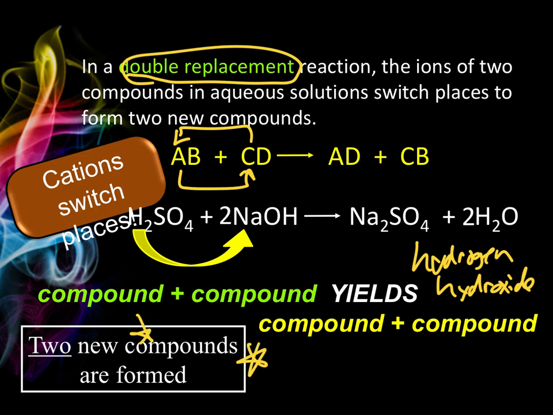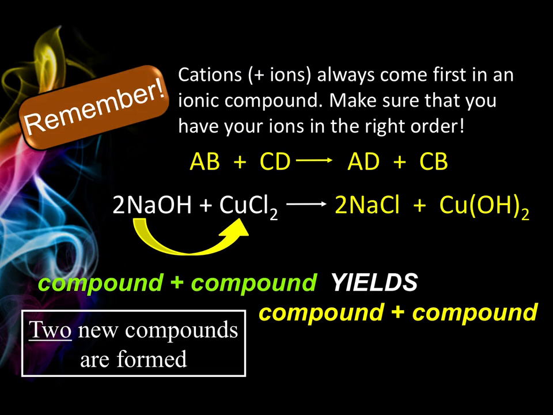Two more compounds are formed. All right, so let's take a look. Remember, cations always come first. And most of these will be no prefixes. You may have a couple, but remember, metals don't have prefixes. Cations always come first in the ionic compound. Make sure that you have your ions in the right order. So let me give you this quick example.